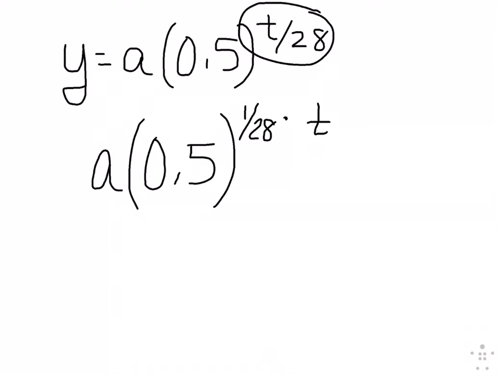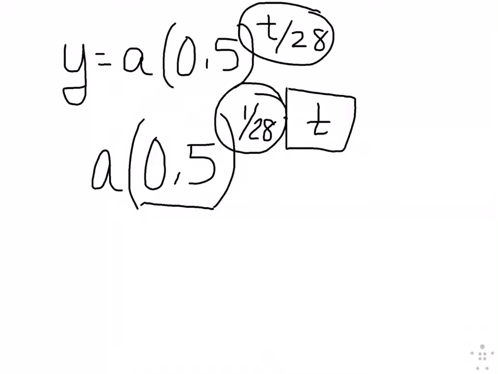Now, here's where your calculators are going to come into play. When you have a base raised to an exponent, and in this case 2 exponents, you could do one of them at a time if you'd like, which is what I'd like you to do. What's 0.5 raised to the 1/28th power?